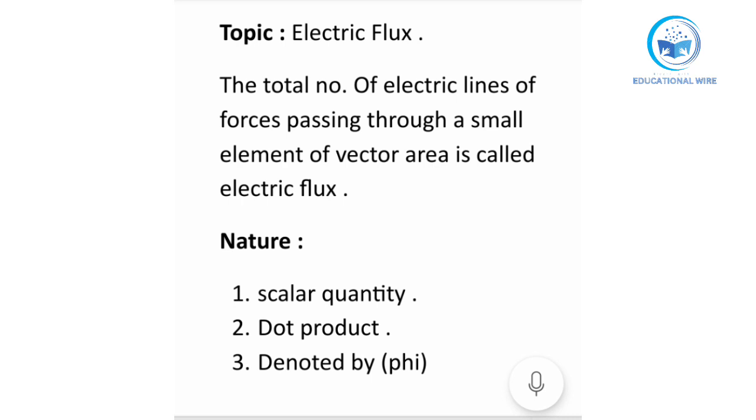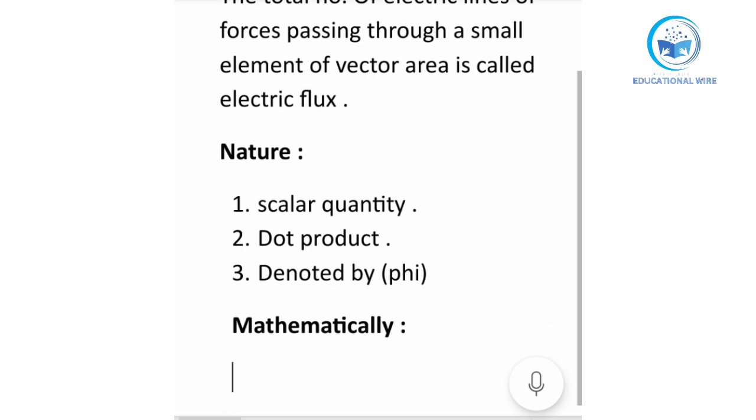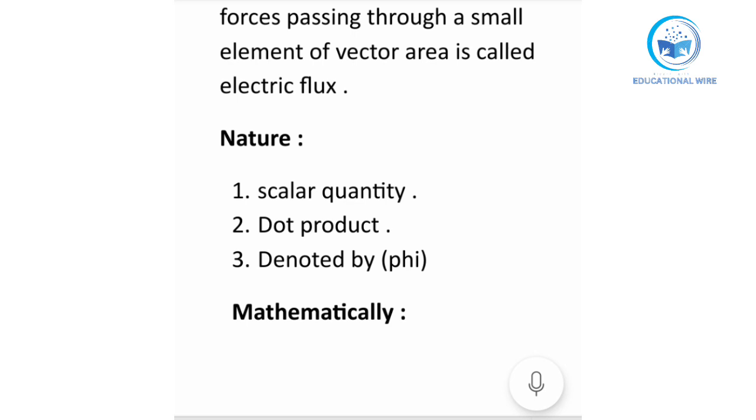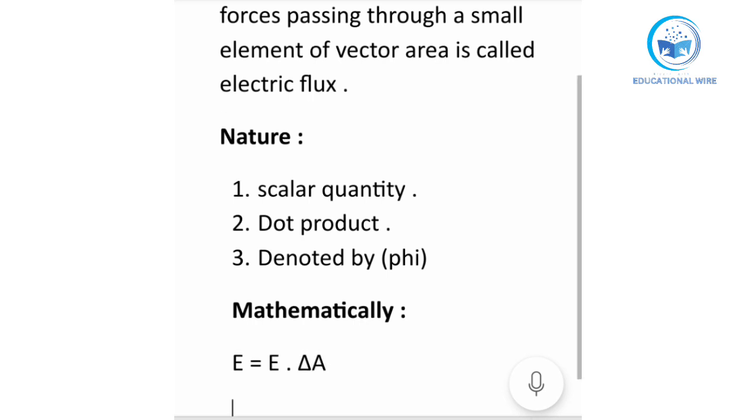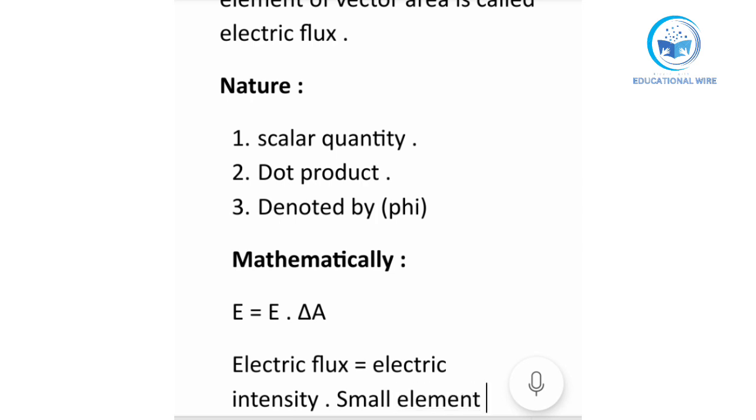After that, moving to the next point: mathematically, how can we write it? Mathematically we can write, this is the electric flux. I am just writing E, as I am not making the symbol of electric flux because it's not available now. So electric flux is equal to electric intensity and small element of area. Mathematically we can write it in this position, or we can also write electric flux is equal to electric intensity dot product, so we put a dot, small element of vector area.